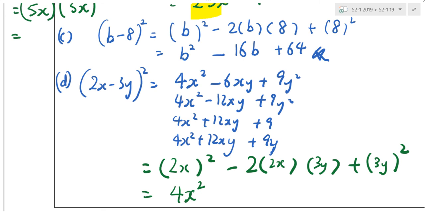Let me try again. This negative is already taken care of in front here. This negative actually belongs to the one in front here. How about the other one? Doesn't matter. Why? Minus square will be positive. Even if you put minus 3y square, you still get 9y square. Doesn't matter if you put plus or minus.